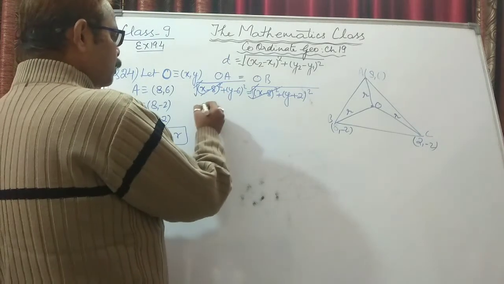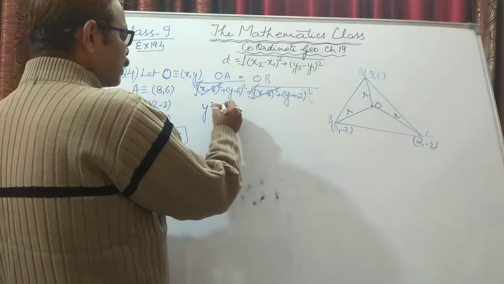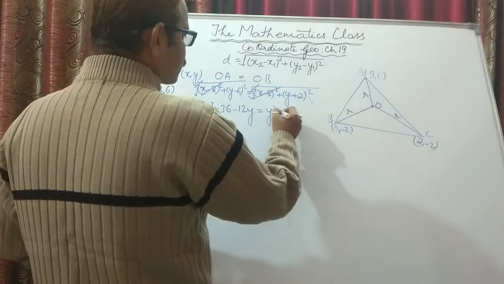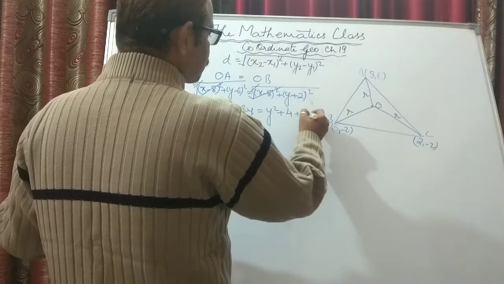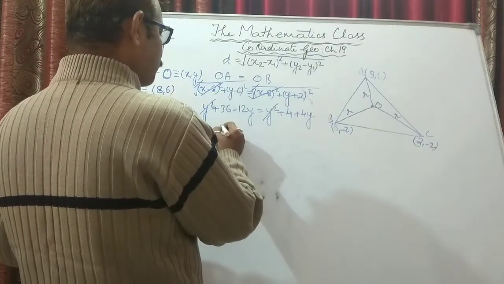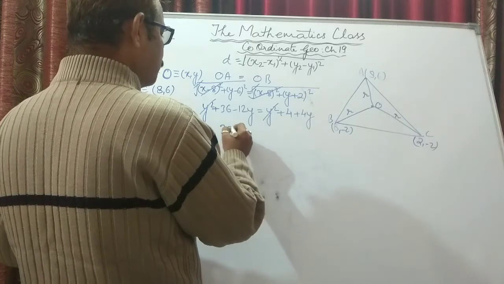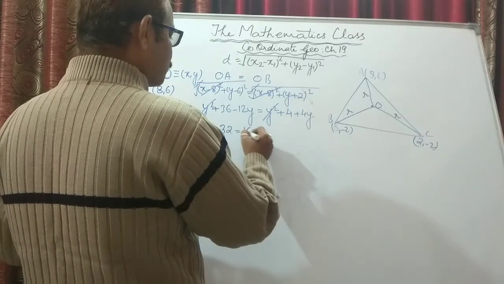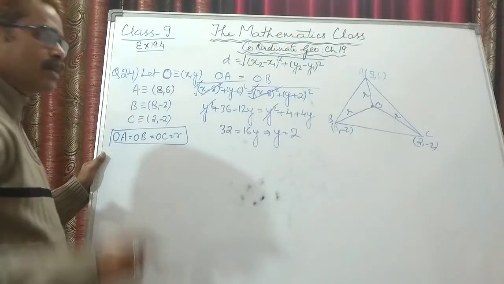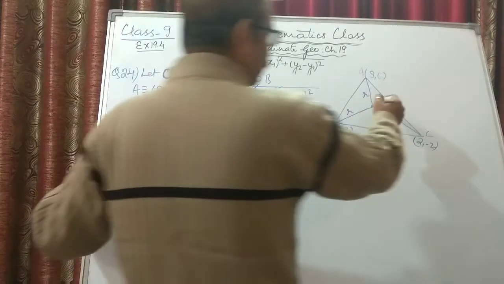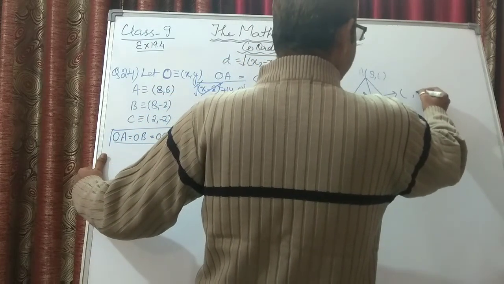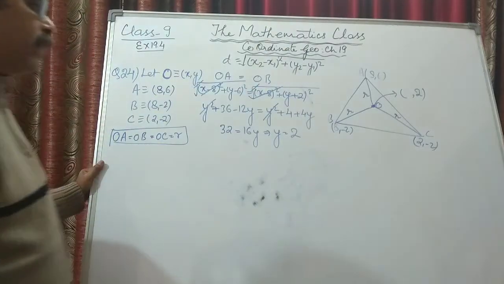When we open the square, we will get y square plus 36 minus 12y is equal to y square plus 4 plus 4y. Y square cancelled. 36 minus 4 is 32, and 12y goes to that side, so 32 is equal to 16y, which implies that y is equal to 2. This means the ordinate of this point O is 2, we have got the value of y as 2.